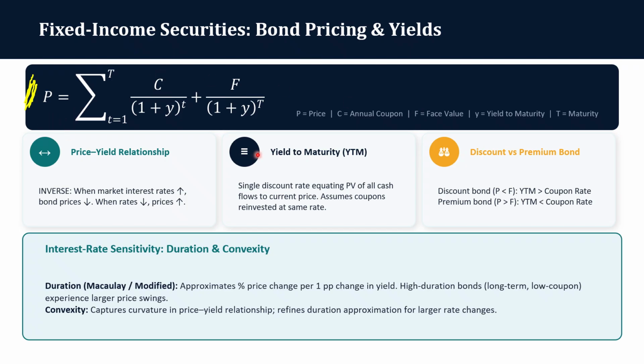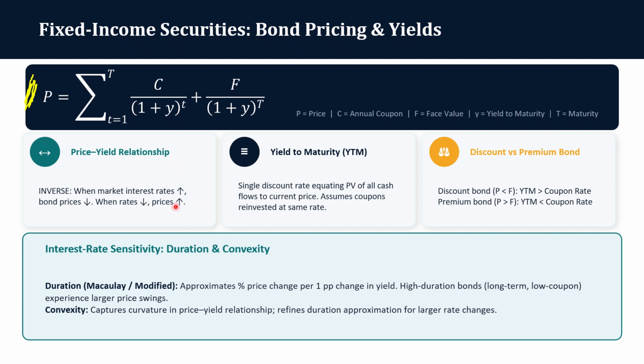Now, an extremely important relationship you must remember is the inverse relationship between bond prices and the market interest rate. When market interest rate goes up, bond prices go down. And when interest rate goes down, the prices of the bonds go up.